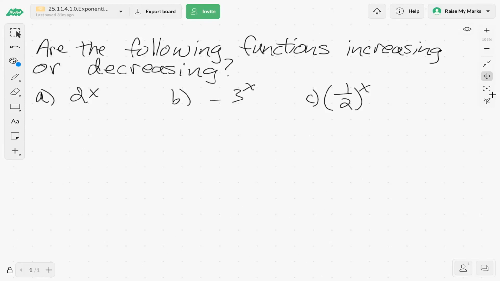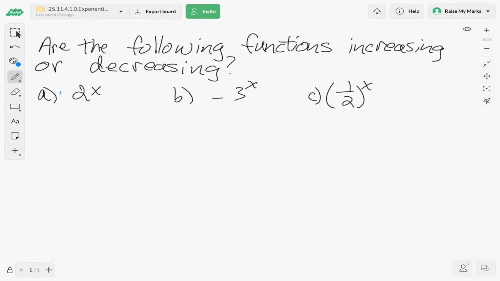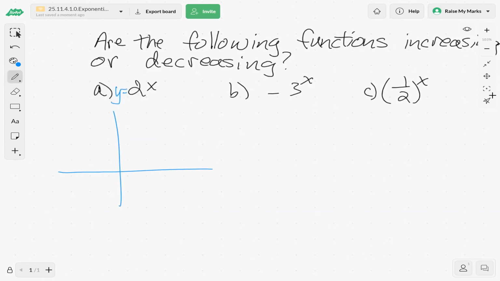So part A, our function is y equals 2 to the power x. Well, if we draw this graph, what's the best way, I think, to really determine if something's increasing or decreasing is to draw it. We see that we get a function that looks like this, and it intersects the y-axis at 1. So this is indeed an increasing function.